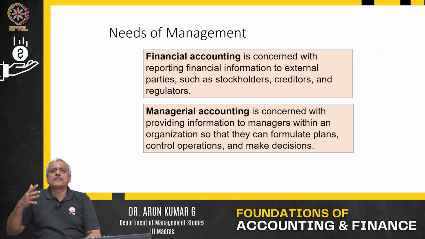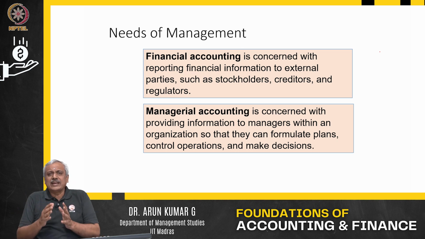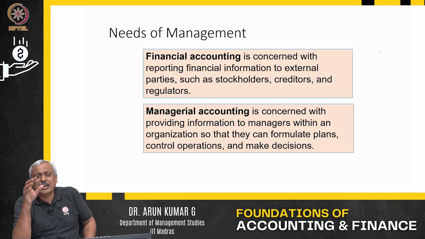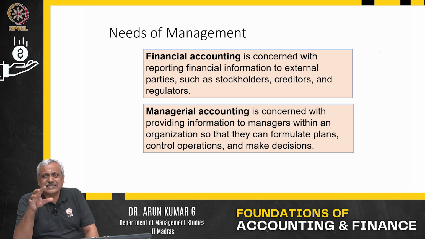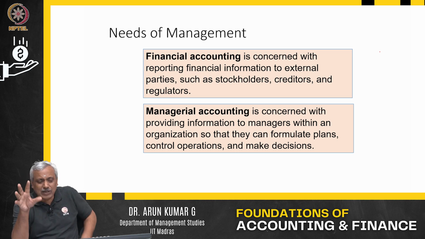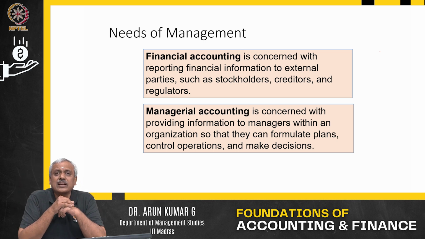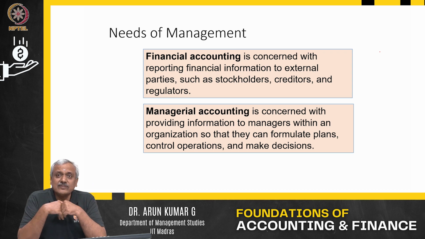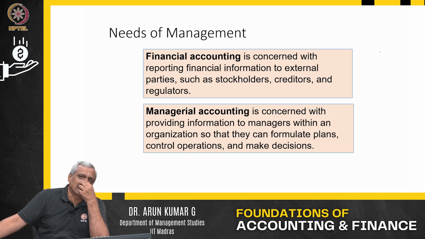Let me repeat. Management accounting is concerned with providing the required information for the managers of the company, whether top management or middle management, to make decisions, to formulate plans, and to create control systems. So, that is internal to the company, whereas financial accounting is external to the company. Where can I see this management accounting information?